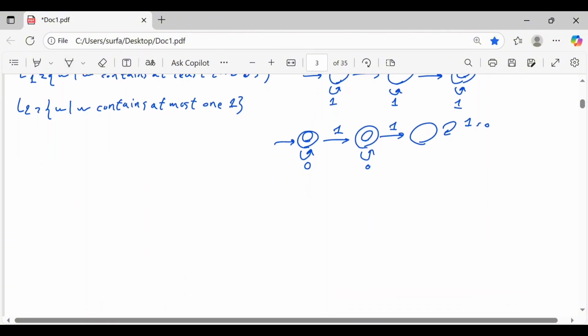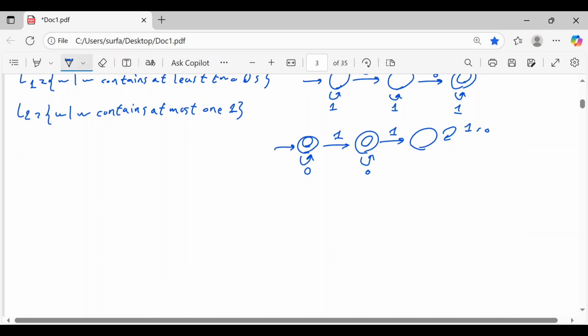Now we have to construct the DFA for the intersection of L1 and L2, and it will become something like this. The number of states, we know, is the Cartesian product of the number of states in L1 and L2. In L1 we have 3 states, and in L2 we have 3 states, so the answer is 9 states. The final DFA that we can construct for the intersection of L1 and L2 will have 9 states, and it will become something like this.